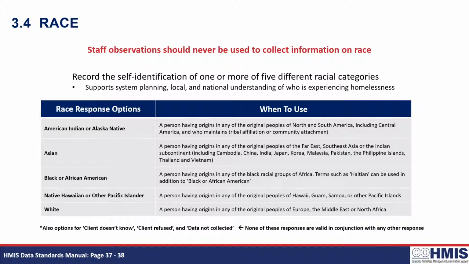The 5 race response options in the table below align with the U.S. Census options, and you can select as many of them as apply for your client. There's also options for client doesn't know, client refused, and data not collected, and if you selected one of those things, it wouldn't make sense to select any of the category options above.